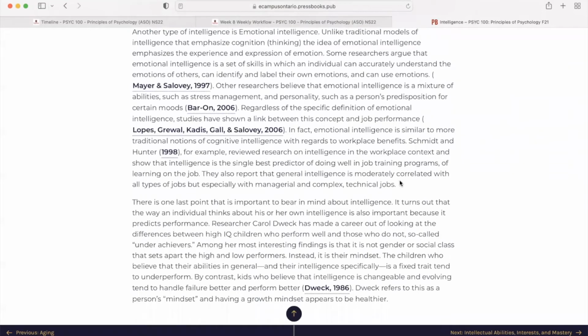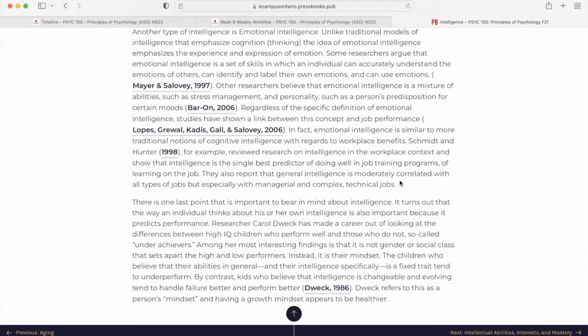Other researchers believe that emotional intelligence is a mixture of abilities such as stress management and personality, such as a person's predisposition for certain moods. Regardless of the specific definition of emotional intelligence, studies have shown a link between this concept and job performance. In fact, emotional intelligence is similar to more traditional notions of cognitive intelligence with regards to workplace benefits.